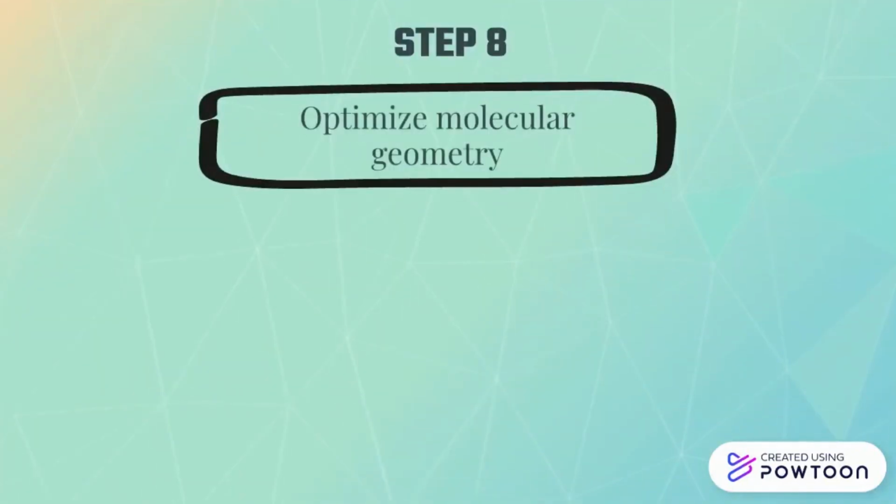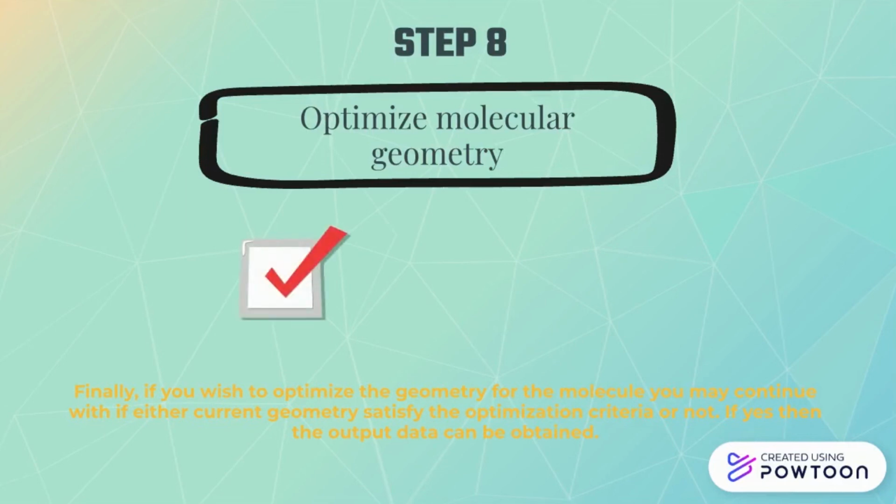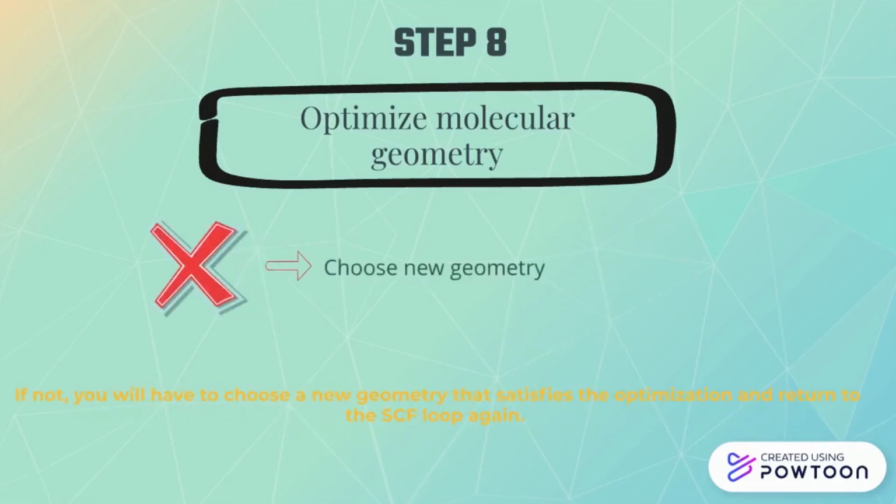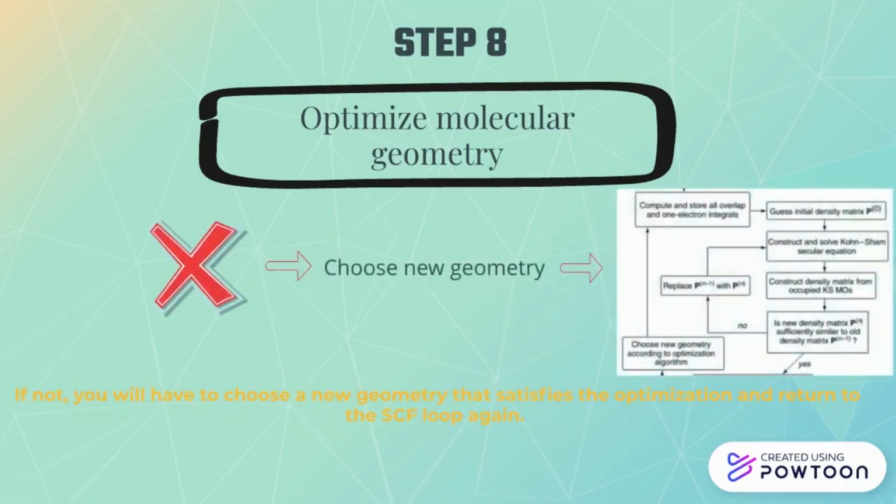Finally, if you wish to optimize the geometry for the molecule, you may continue by checking whether the current geometry satisfies the optimization criteria or not. If yes, then the output data can be obtained. If not, you will have to choose a new geometry that satisfies the optimization and return to the SCF loop again.